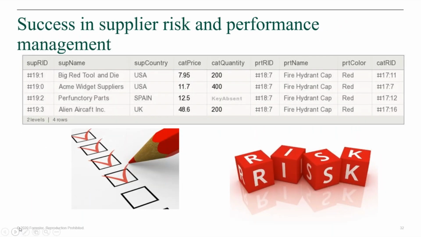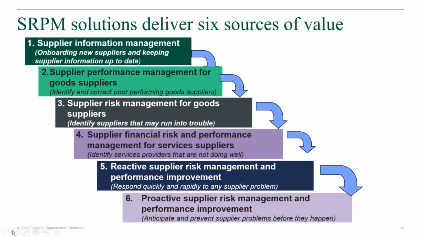Next and last stage is supplier risk and performance management. Next slide. Similar story, 6 stages of value. First stage is supplier information management, simply onboarding suppliers, getting information about them, and keeping that supplier information up to date. That's important. You want to know who your suppliers are. You want to have a master list of data on that supplier so you can use it for all purposes, whether it's financial or for other purposes.